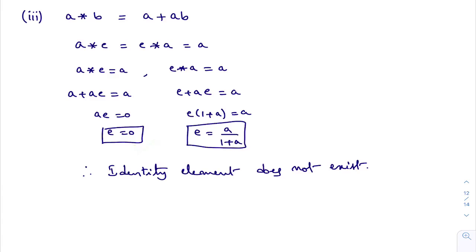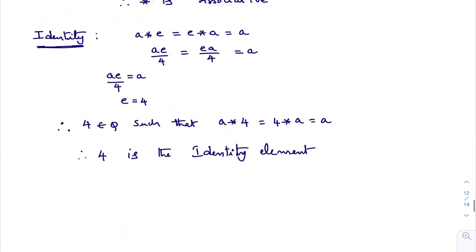Okay, I got that. Now, I'll take the second one. E star A equal to A. E star A is what? E plus AE, as A star B is defined as A plus AB. Now, in these two, you take E common. E into 1 plus A equal to A. From this, what is E? E equal to A divided by 1 plus A. You see here, E equal to 0, and E equal to A divided by 1 plus A. Both are different, we got. From this, we can say that the identity element does not exist.